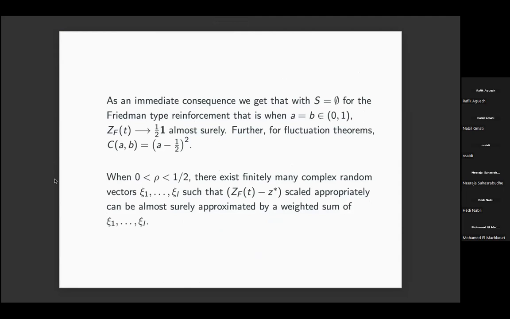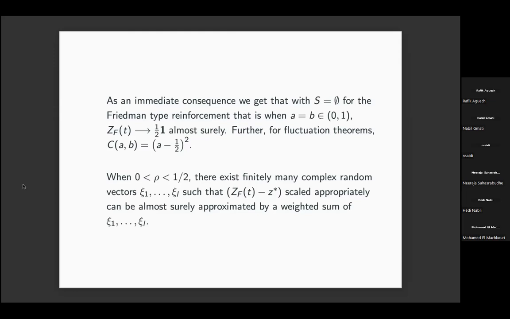Before that, I just want to recall some of the things that we have said earlier and connect it with that. I would call this Friedman type reinforcement when A is equal to B. In that case, if you go back to the result, the Z star actually becomes 1/2. So if my reinforcement was not non-Polya type but in fact Friedman type, I will get back the classical result of the Friedman urns, which is that ZFT converges to 1/2.